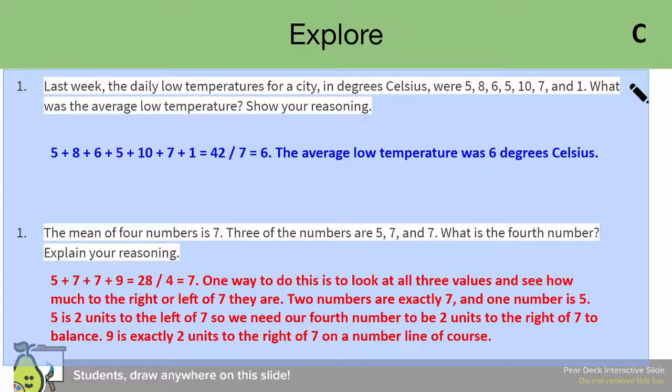Now, this is just one of many ways of answering this problem. There are many other ways you can do it. So if you did it a different way and you still got the number 9 to be your missing value, then you are correct.